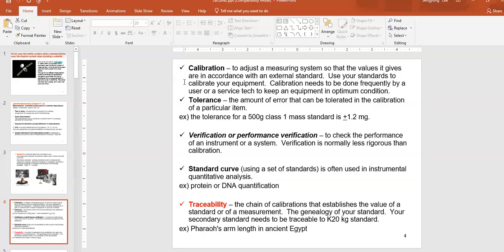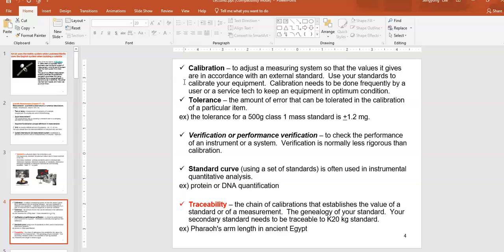Okay. Then how do you verify if your instrument is doing its job? The process is called verification or performance verification. It is a way to check the performance of your instrument or system. You have to do that routinely, maybe every day, to make sure that your instruments are all functioning correctly, right?